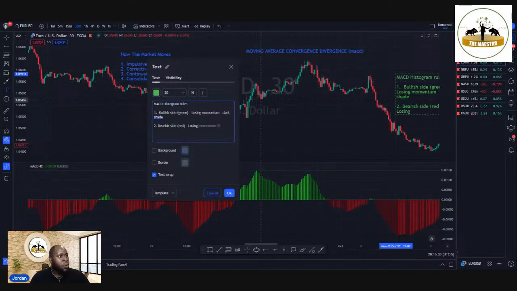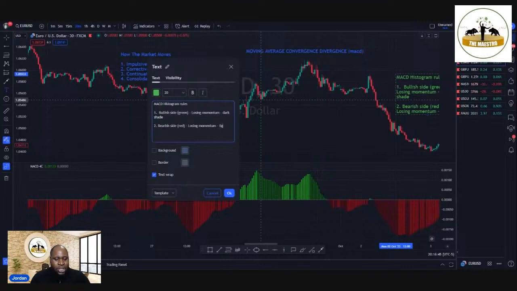When we are losing momentum for the red side, it shades lighter. I'm going to repeat that again.